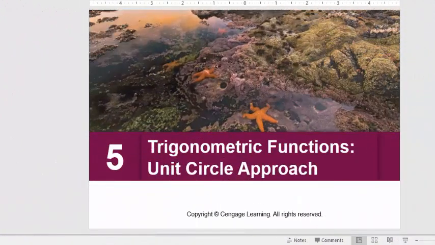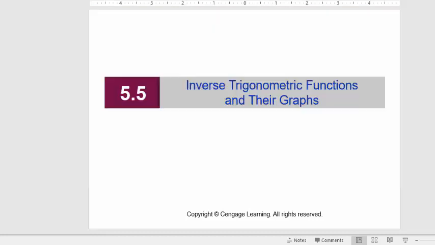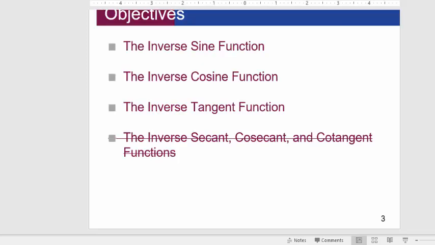So we're now into our second to last main topic of this course, which is inverse trig functions and their graphs. And really the graphs are a lot less important than the actual functions themselves because this is what we're going to need to solve trig equations. So we're going to look at the inverse sine function, the inverse cosine function, and the inverse tangent function. I crossed off the inverse secant, cosecant, and cotangent functions because those aren't really going to be super important for us.